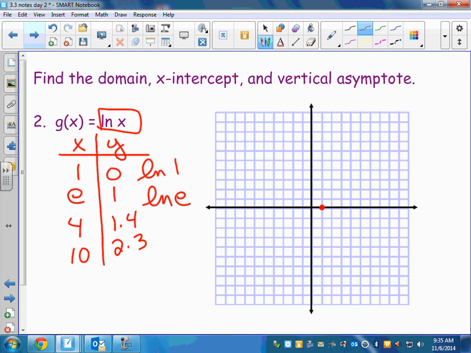1, 0. e is like 2.71. So that's like 2.71, 1, 2, 3, 4, 1.4, and 10 is 2.3, which is still going up very slowly. I'm looking that you have a smooth curve. I'm looking that you've made a couple points, and I'm looking for the general shape.